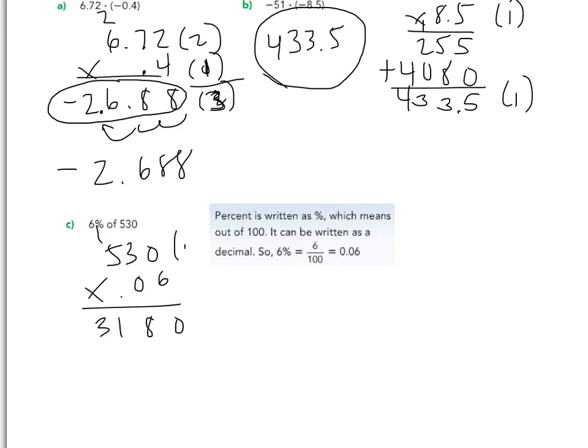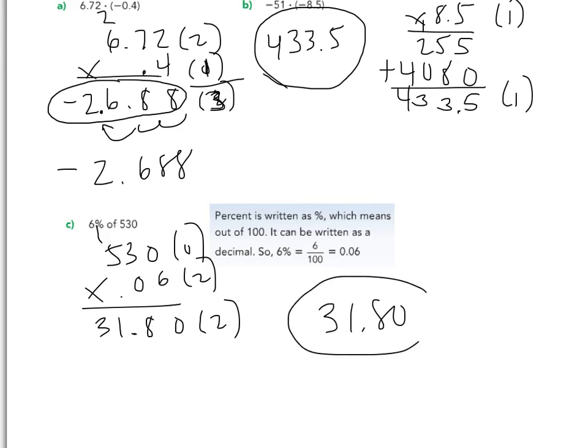We have 0 decimal places here. We have 2 decimal places here, so we need 2 in our answer. So your answer is $31.80. Because if that's money, $530, 6% would be $31.80.